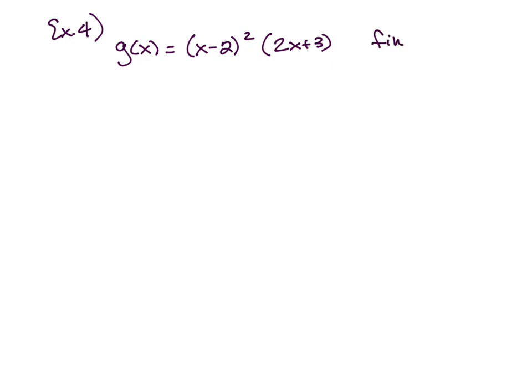We'll see. All right, here's example 4. It says g of x equals x minus 2 squared times 2x plus 3. And our instructions here are find x and y intercepts.